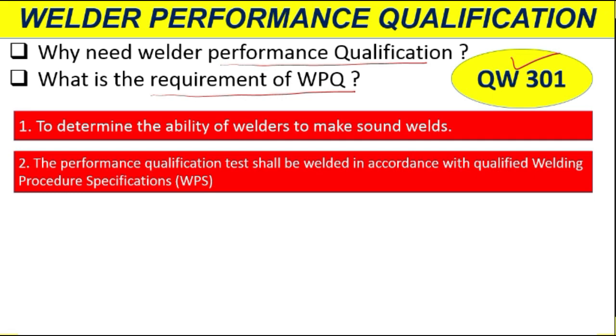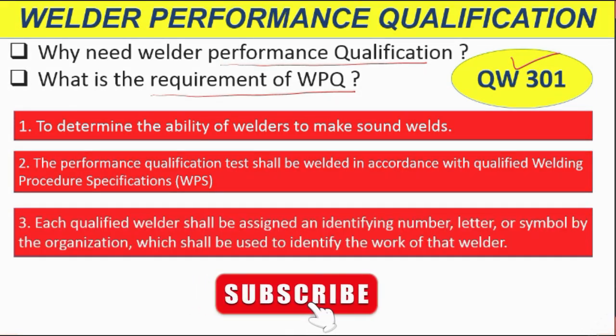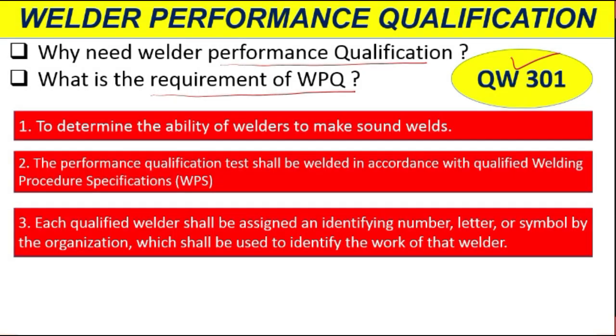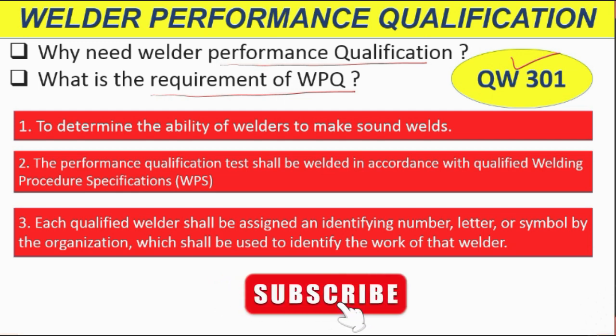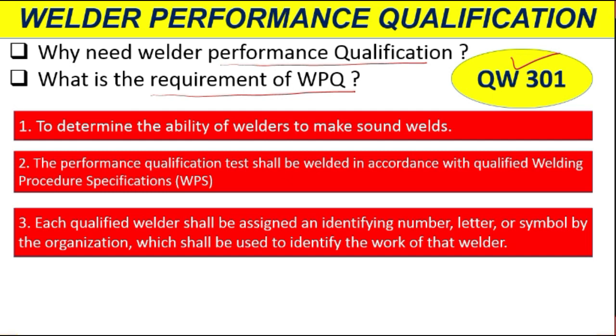Now the third: each qualified welder shall be assigned an identifying number, letter or symbol by the organization, which shall be used to identify the work of that welder. It means when the welder is qualified, the testing is okay and everything is okay, then the organization or the welding inspector will give one identification number. That identification number will identify the work of that welder. Anywhere he goes to weld in a project, anybody can understand where that welder comes from and what the qualification limits are. All these things should be on the identity card.